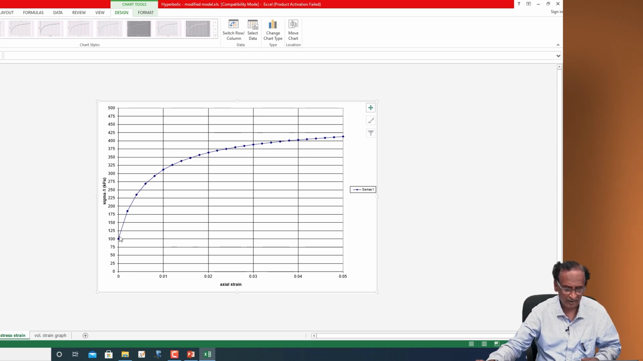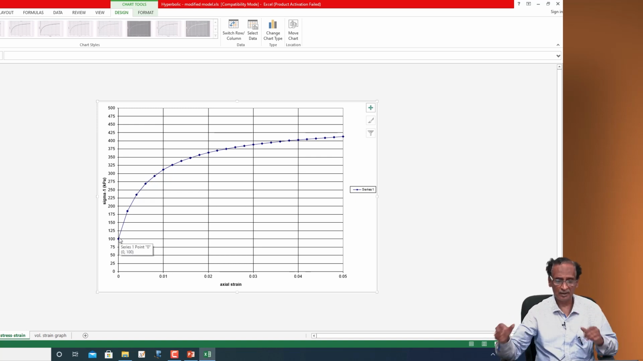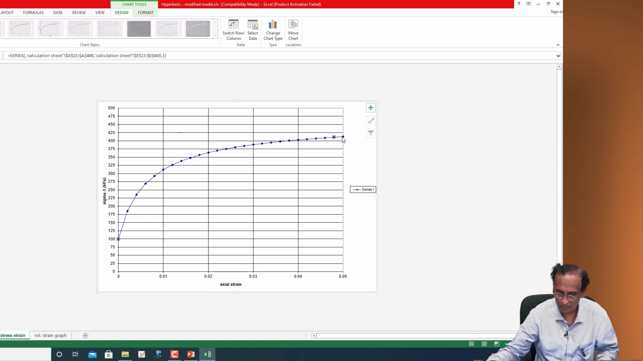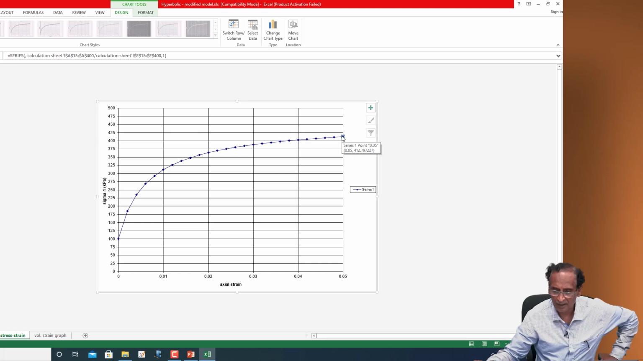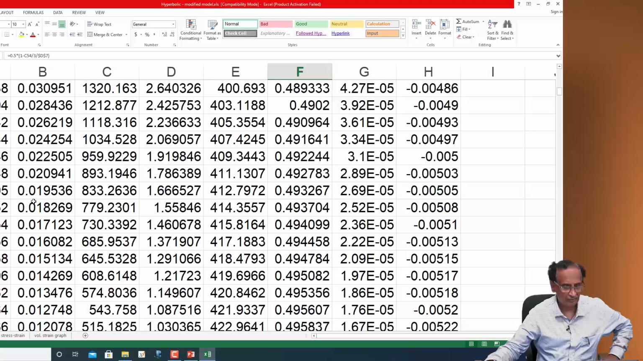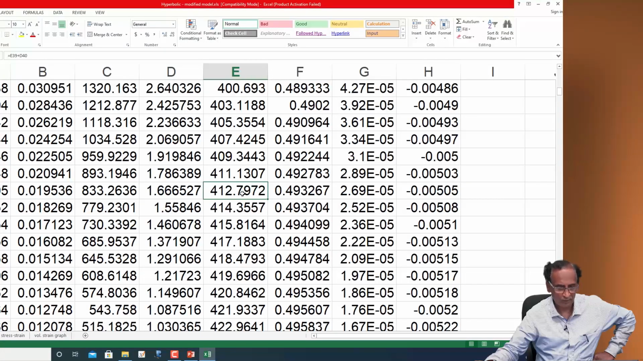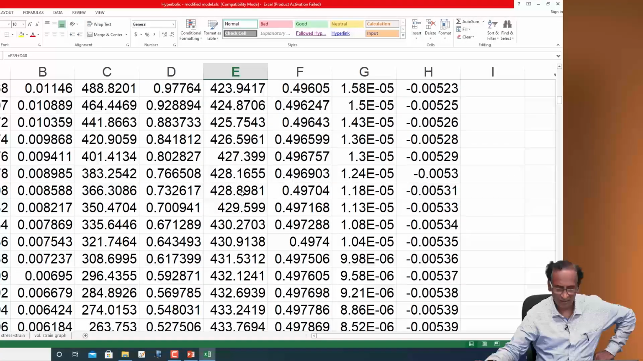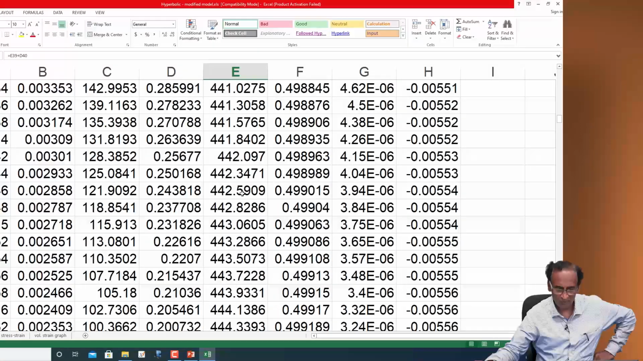Initial sigma 1 is 100 because our sigma 3 is 100. Then with increasing axial strain we get increasing stresses. Okay. And in this particular case I have plotted only up to 5% axial strain. So at 5% axial strain the sigma 1 is 412. Yeah, sigma 1 is 412, and as we go on increasing the axial strain, the axial stress will go on increasing without any stop.